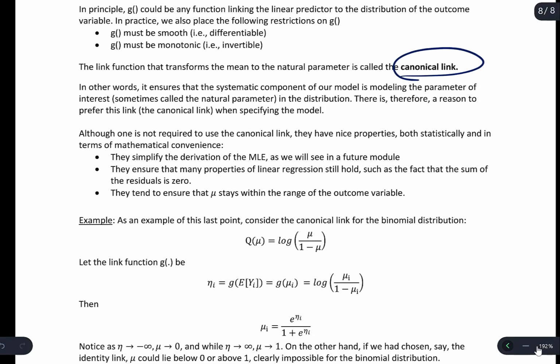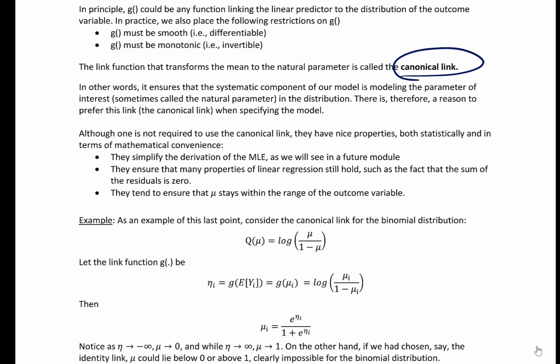In other words, it ensures that the systematic component of our model is modeling the parameter of interest, sometimes called the natural parameter, in the distribution. There is therefore a reason to prefer this link, the canonical link, when specifying the model. And it ends up, it has some really nice properties that I have listed for you here.